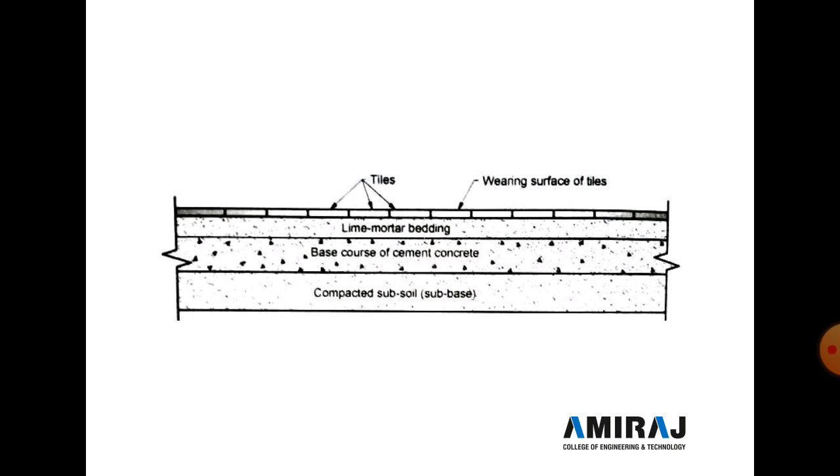Then after the base course, cement concrete is provided with a 75 to 100 mm thickness, and then lime mortar is spread over the base course, and then tiles are fixed above the lime mortar. After fixing the tiles, all the joints or gaps between the tiles are filled with cement mortar or colored cement, and then after sprinkling water, 7 days of curing is required.